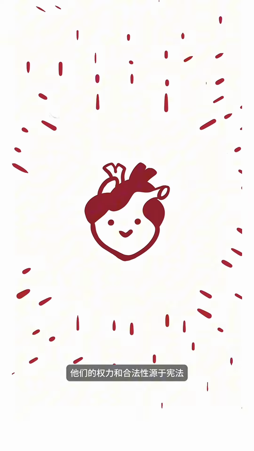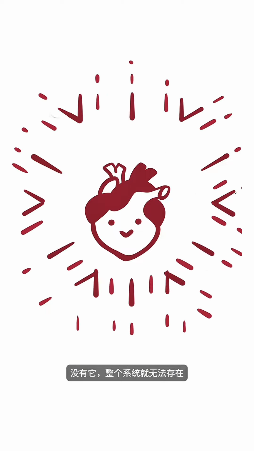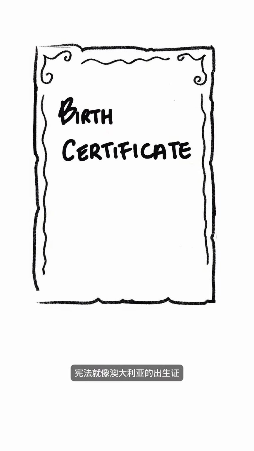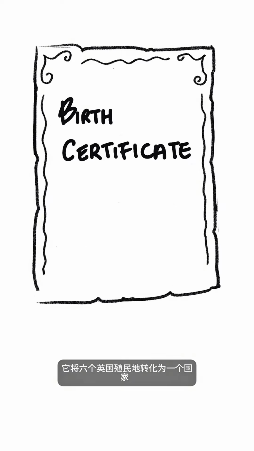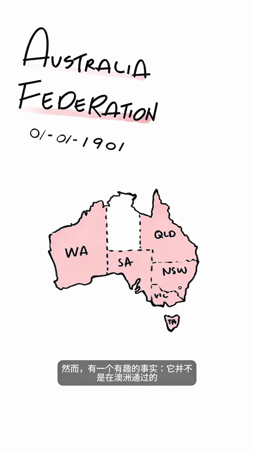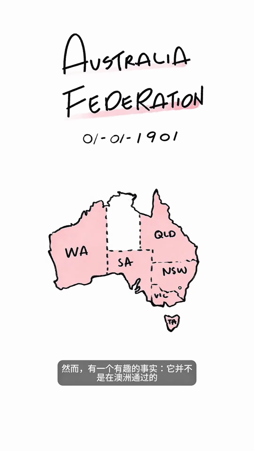Every law, every court, every prime minister, and parliament, the power and the legitimacy come from the Constitution. Without it, the whole system simply wouldn't exist. The Constitution is like Australia's birth certificate. It turns 6 British colonies into one nation. But there is a fun fact, it wasn't passed in Australia.